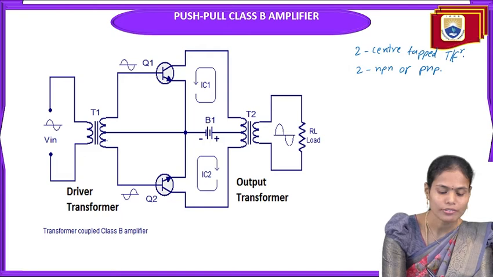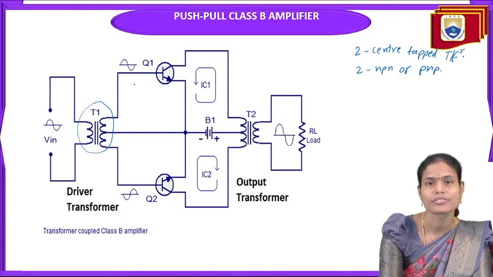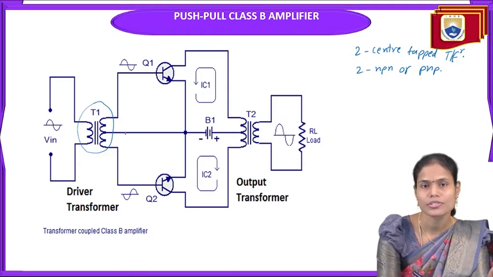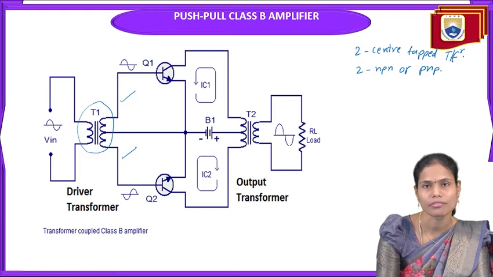Across the input side, we are taking one center tapped transformer. The secondary winding of the center tapped transformer is divided into 2 halves. That is the basic difference between a normal transformer and a center tapped transformer. In the case of a normal transformer, the turns ratio is N1:N2, but in the center tap transformer the secondary has N2 divided by 2 on each side, so that the total applied signal is divided into two halves: one in the first half of the secondary winding and the other in the second half.